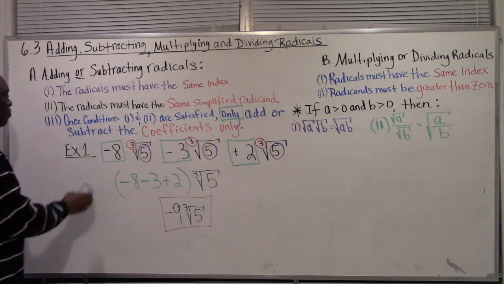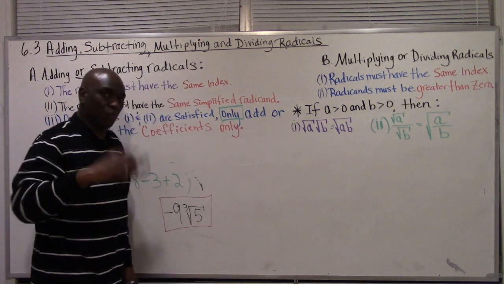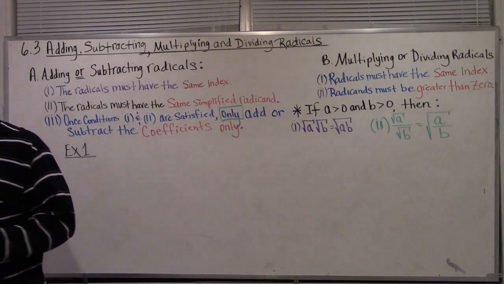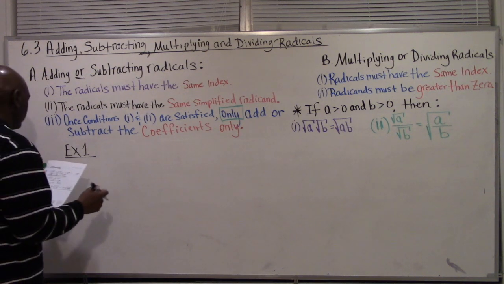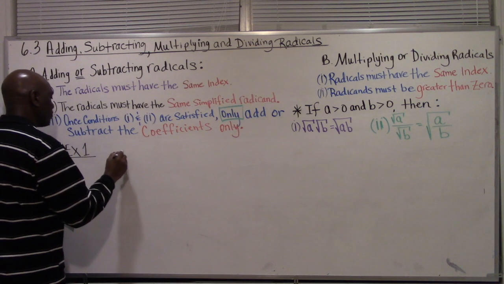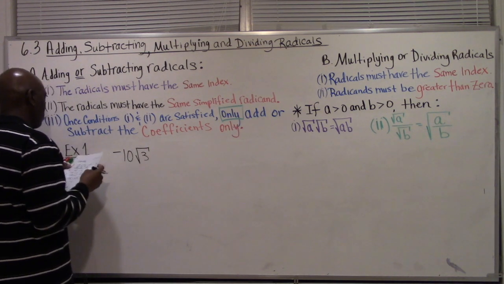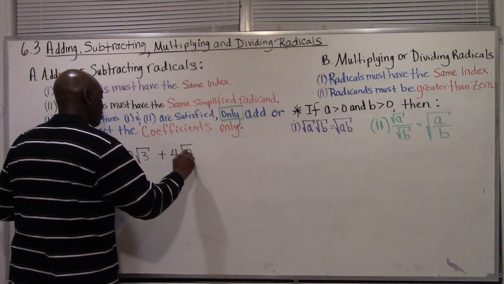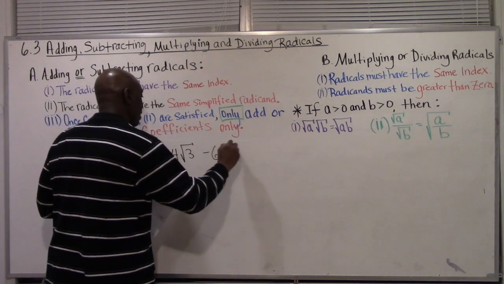Let's go to example 2. So I'm going to erase example 1. You need to go back and do it again, rewind it. That's it for example 1. Example 2. Alright. -10 square root of 3 plus 4 square root of 3 minus 6 square root of x.